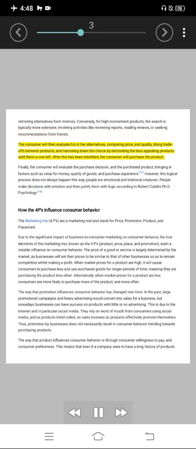The consumer will then evaluate his or her alternatives, comparing price and quality, doing trade-offs between products, and narrowing down the choice by eliminating the less appealing products until there is one left. After this has been identified, the consumer will purchase the product. Finally, the consumer will evaluate the purchase decision and the purchased product, bringing in factors such as value for money, quality of goods, and purchase experience.